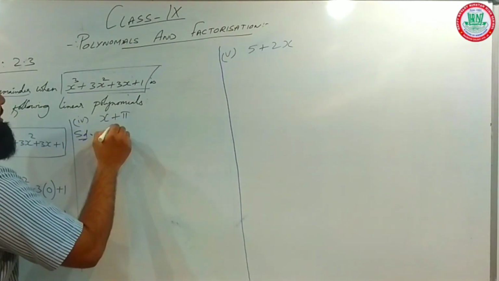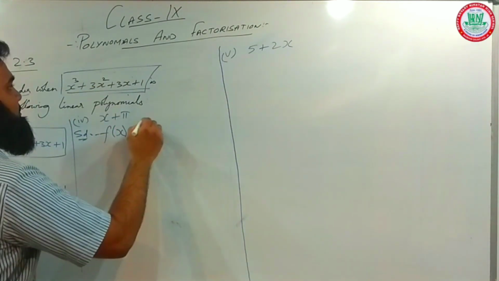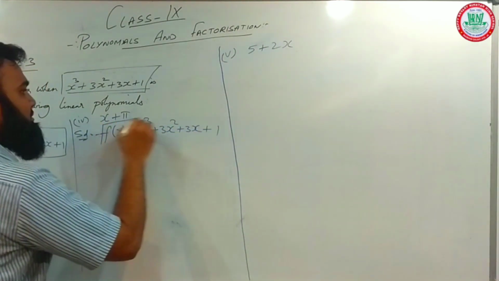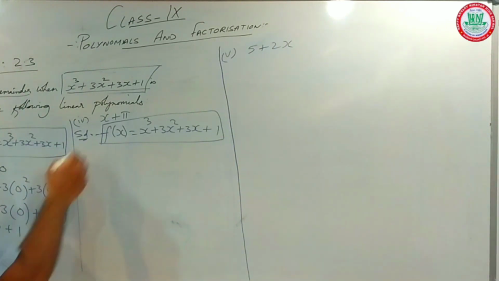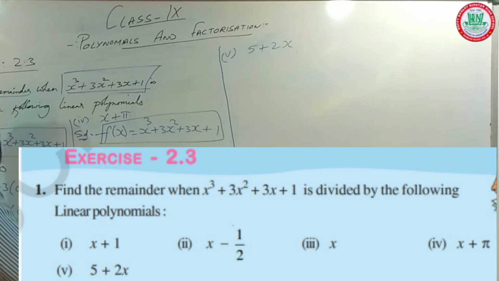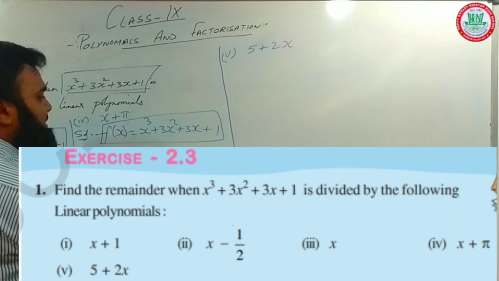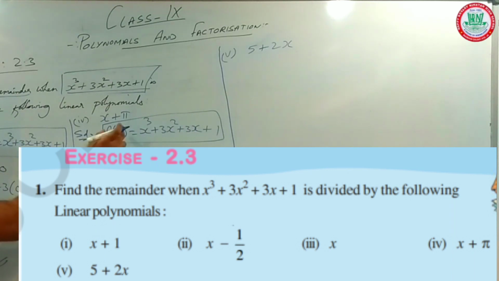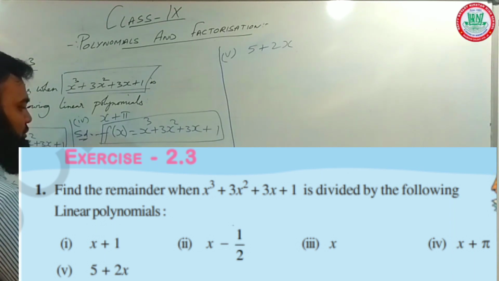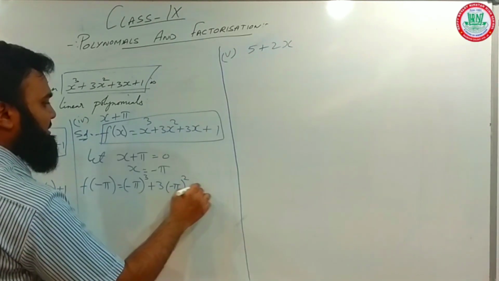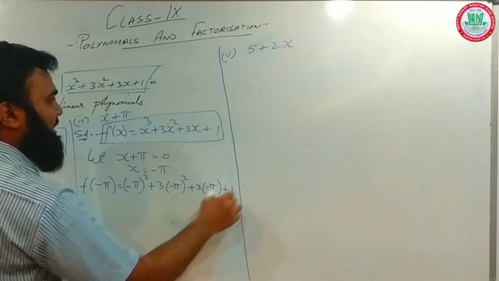We have to assume, let f of x is equal to x cube plus 3x square plus 3x plus 1. This is given in the question. This we have to take. Okay. Now what is given in the question? Second one, x plus pi is given. Let x plus pi is equal to 0. x is equal to minus pi. In place of x we have to put minus pi. So f of minus pi is equal to minus pi whole cube plus 3 into minus pi whole square plus 3 into minus pi plus 1.